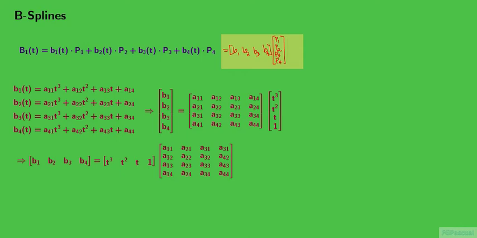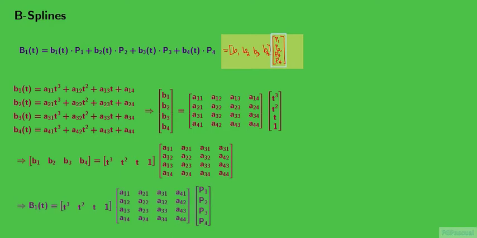The only thing missing in the formula for capital B1 is this vector of points P1, P2, P3, P4. And so capital B1 is given by this matrix product. Our attention now turns to the entries of this matrix. The entries are supposed to be real and constant. To find the values of these entries, we turn to the geometry of the B-spline.